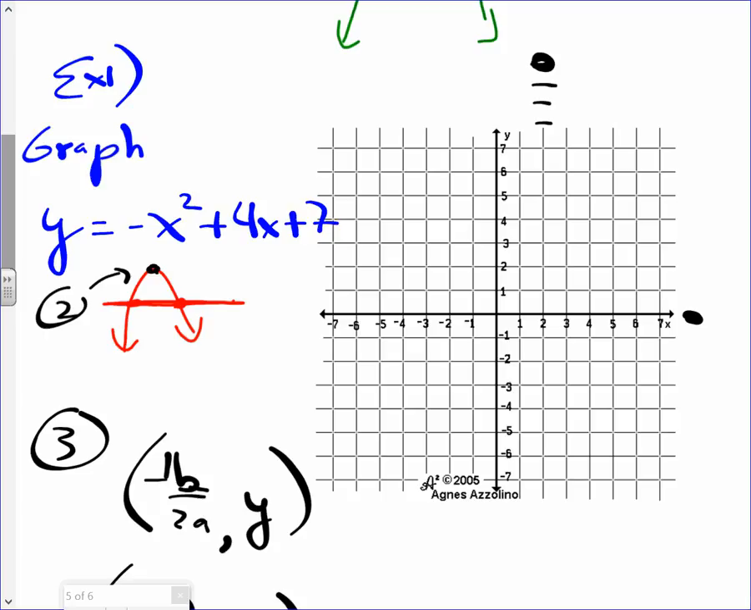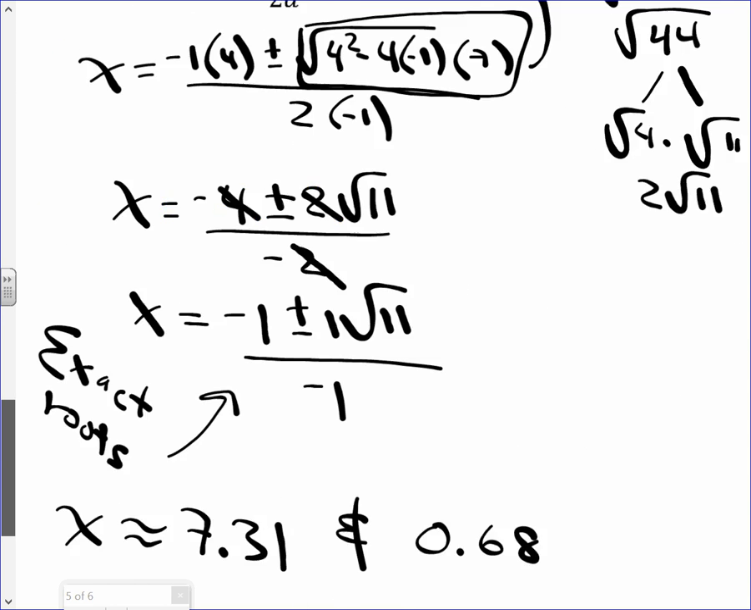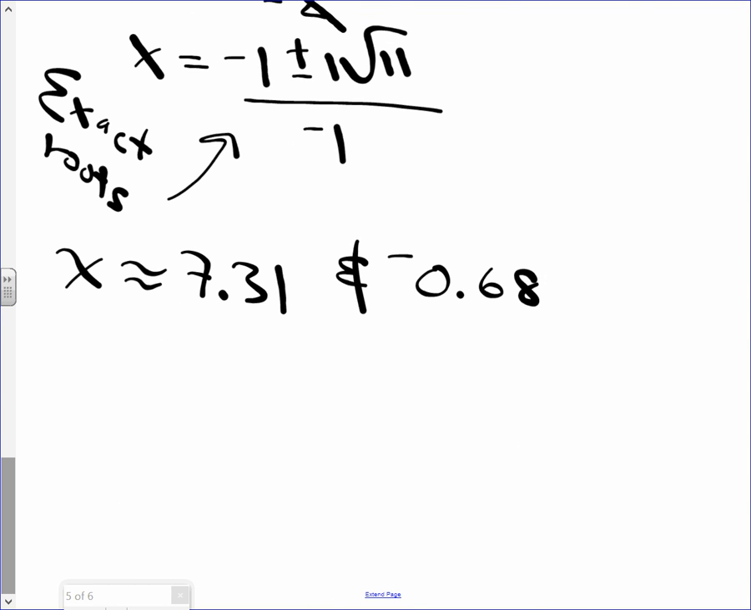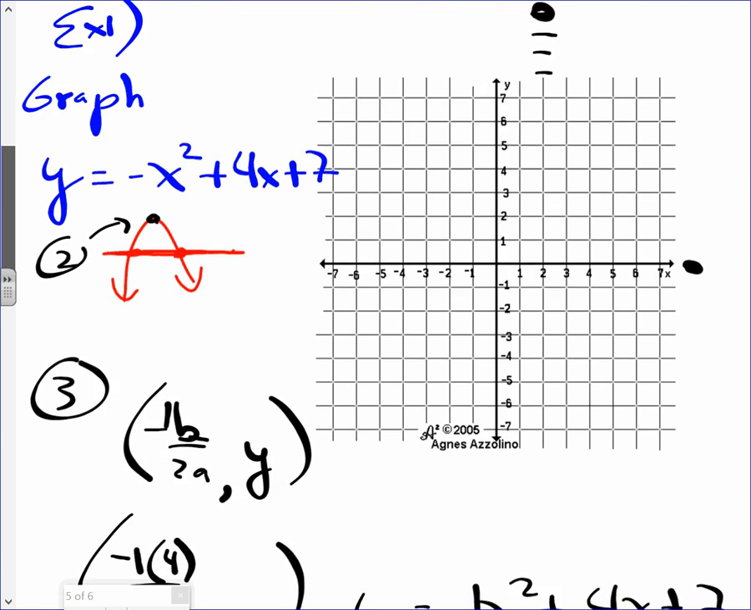It should be negative, huh? Was it negative 0.68, Ms. Morales? No. So it's negative 0.68. Sorry about that, you guys. This should be a negative 0.68. So it's going to be right here, past 0, right there. There's your x-intercepts.